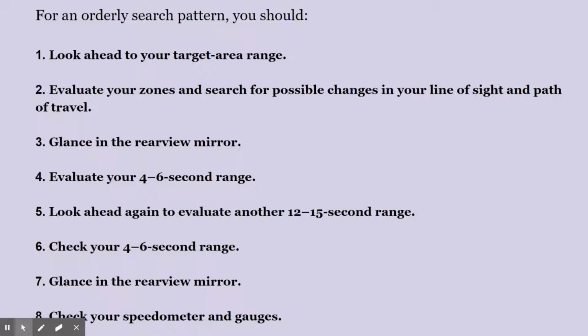For an orderly visual search pattern, you should look ahead to your target area range, evaluate your zones, and search for possible changes in your line of sight and path of travel. Glance constantly in your rearview mirror. Evaluate your 4 to 6 second range. Look ahead to evaluate another 12 to 15 second range. Check your 4 to 6 second range. Glance in the rearview mirror, then check your speedometer and gauges.